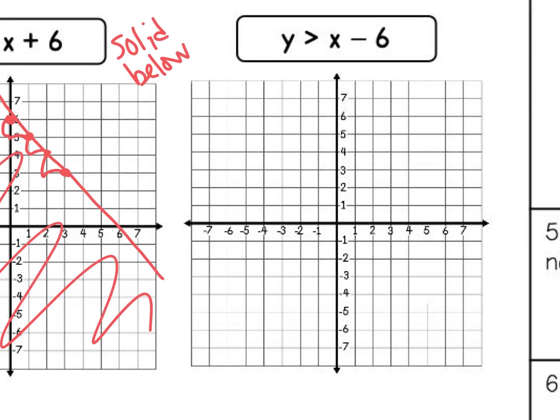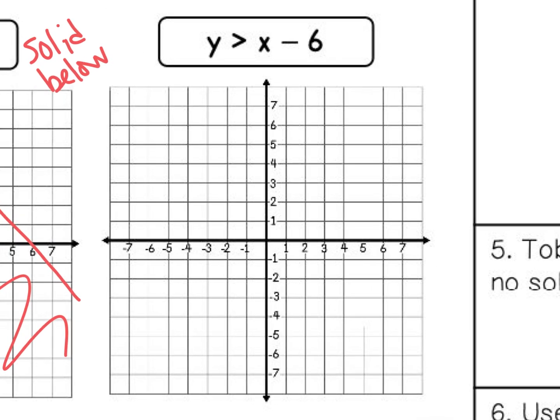So this second one, very similar equation. The signs are a little different, so be careful. So now we're going to start at -6. This one has a positive slope. Rise 1, right 1, rise 1, right 1. What kind of line is this going to have? This is a dotted. There is no line underneath. And where we're going to color it? Above. We're going to color it above because it is greater than.